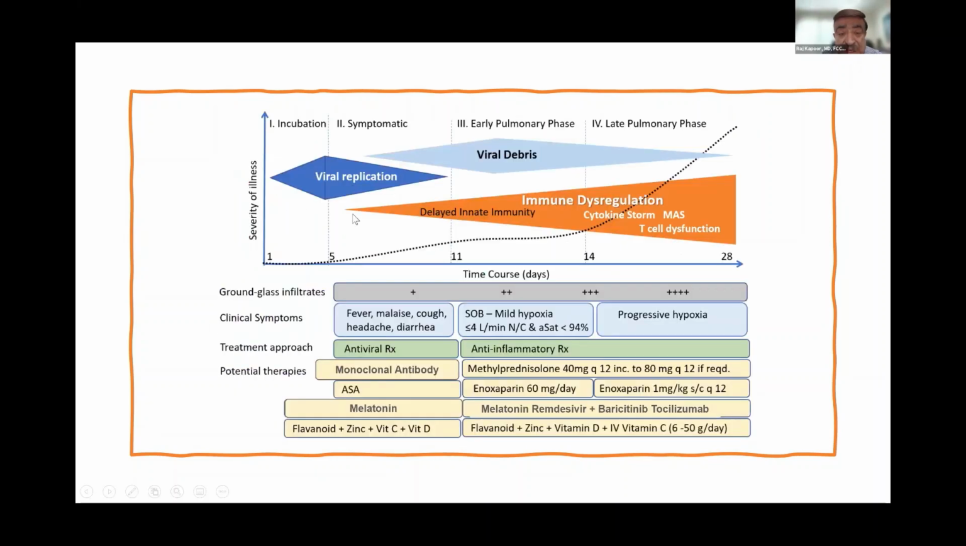So when there's viral replication, there is fever, there's malaise, there's cough, there's headache, there's diarrhea. Basically, you give antiviral treatment, which is monoclonal antibody, and maybe aspirin for thrombosis. This is questionable. The other thing you can do is when the patient goes into shortness of breath with mild hypoxia, we can start the steroids, anticoagulant, melatonin, remdesivir. This treatment is indicated only when there is immune dysregulation or the cytokine storm.